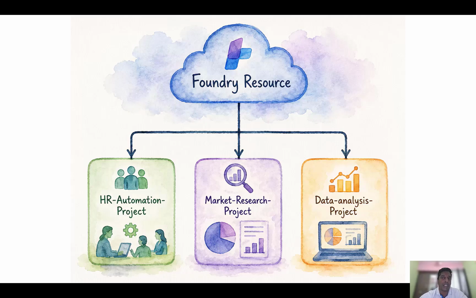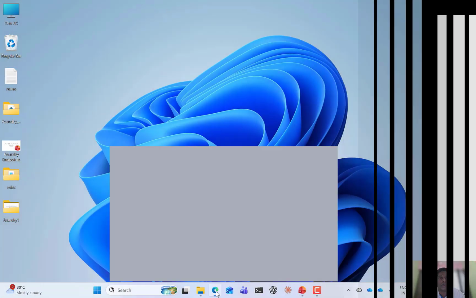And inside this project, as I mentioned earlier, you will be able to deploy models. You can create the AI agents, create your data sets, vector indexes, and you can do evaluations for models, agents, and data sets. It allows different teams to work independently while sharing the same Foundry resource, which means you can create different projects for different departments or teams, but all of these come under a single Foundry resource.